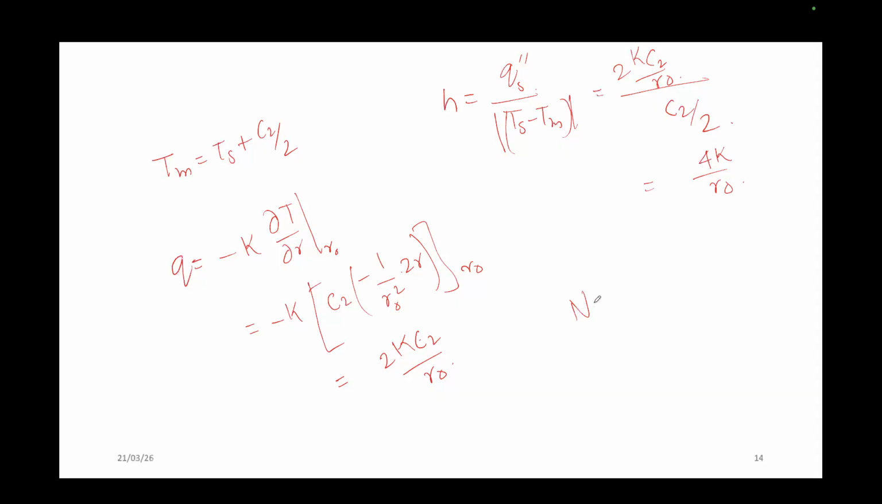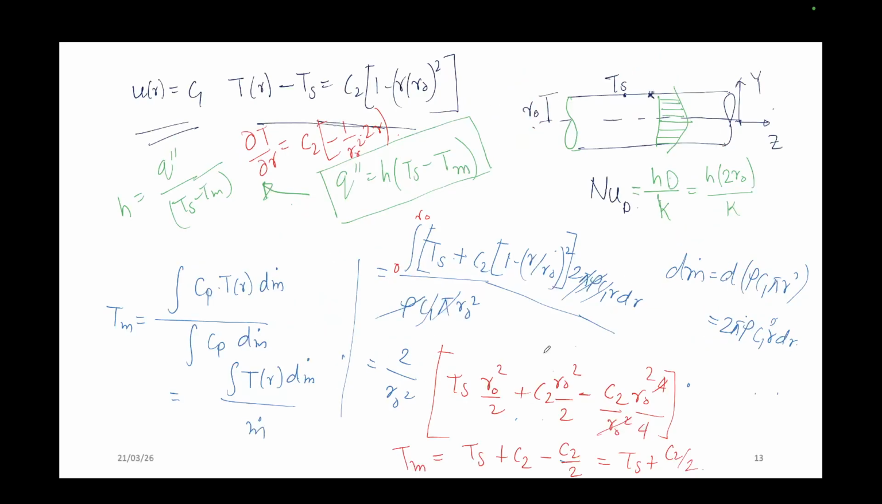Now Nusselt number. I know that it is H D by K. H I got 4K by R naught. D is 2 R naught by K. R naught is getting cancelled out. K is getting cancelled out. It is getting 4. See one thing, while solving this thing, have you ever imagined the answer will come out numerical? So you understand, it is nothing, only this thing you need to know.